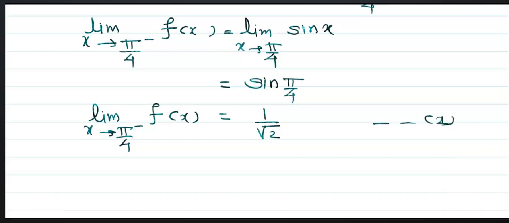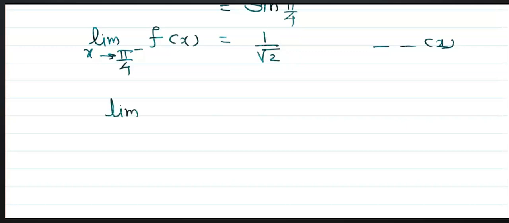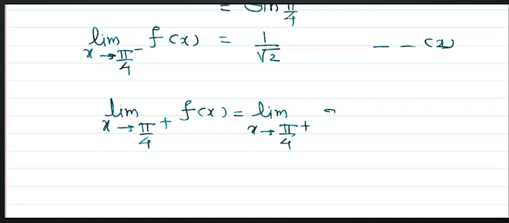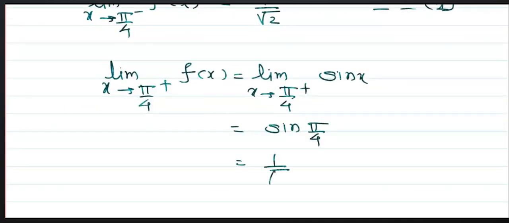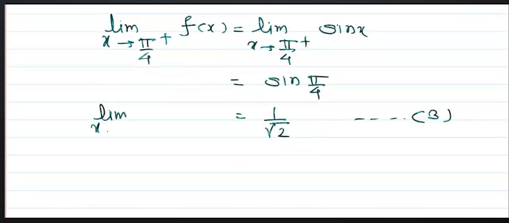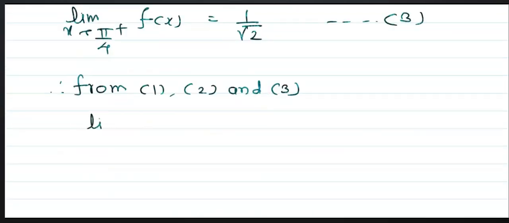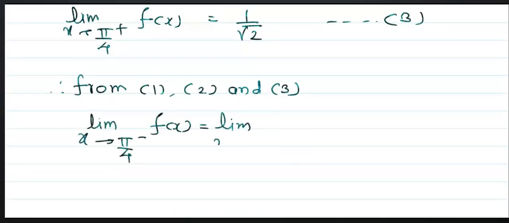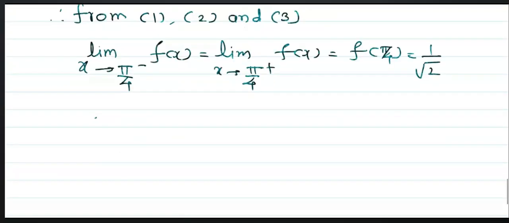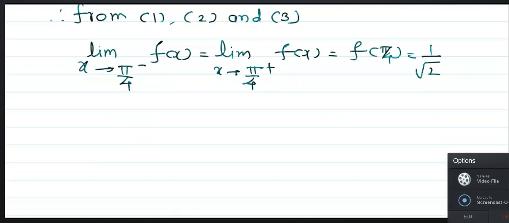Now we'll find out the right hand side limit. Limit x tends to pi by 4 plus f of x, limit x tends to pi by 4 of sine x. Therefore, its value is 1 by root 2. And from 1 to 3, left hand side limit is equal to the right hand side limit is equal to the value of the function, and that is equal to 1 by root 2. And hence, the given function is continuous at x equals pi by 4.